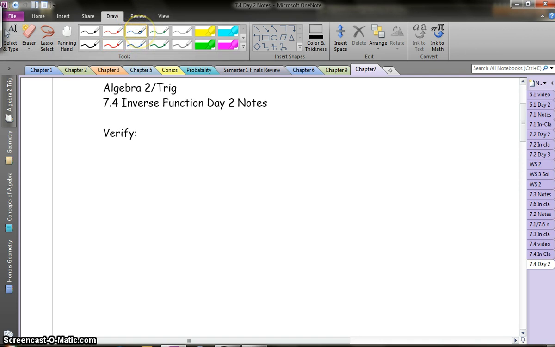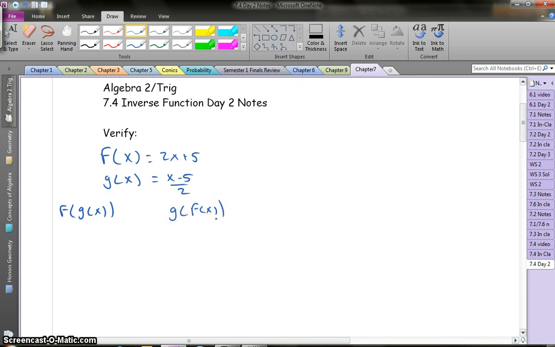We're going to start with things that we did yesterday, and we're going to go ahead and verify if they are inverses or not. So f of x is 2x plus 5, and g of x is (x minus 5) over 2. Now, some of you get pretty good at these, where you can look at it and determine it, but now we're going to test f of g of x, and we test g of f of x.